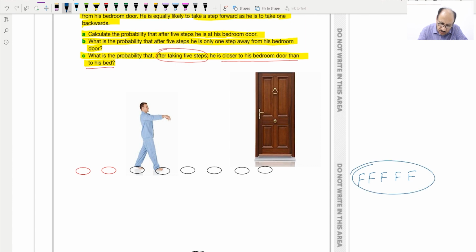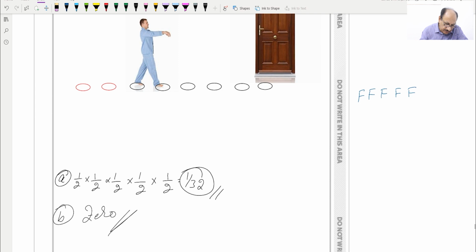This situation, you remember, we have just discussed in part A, and the probability is 1 over 32 for this one. So I'm writing here 1 over 32. This is the probability for this situation. What can be the other situations? We will discuss the other situations as well.